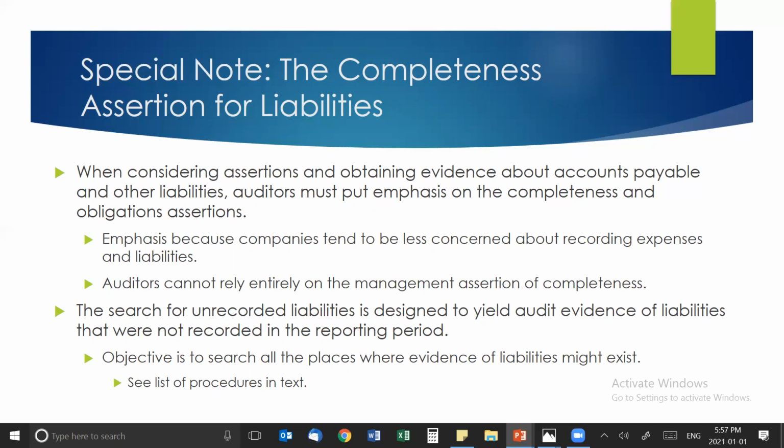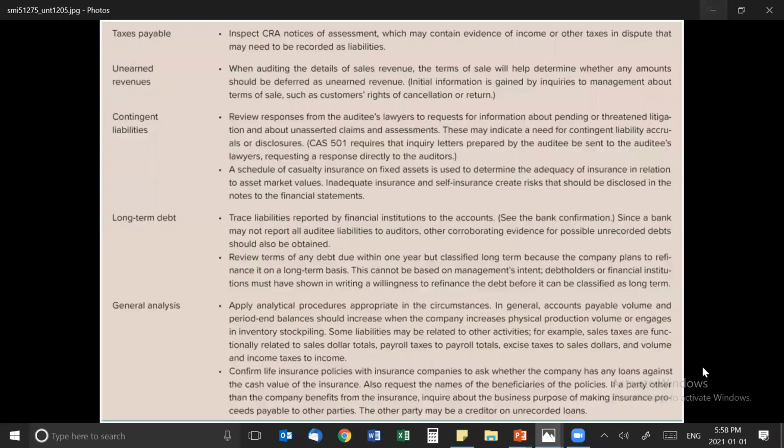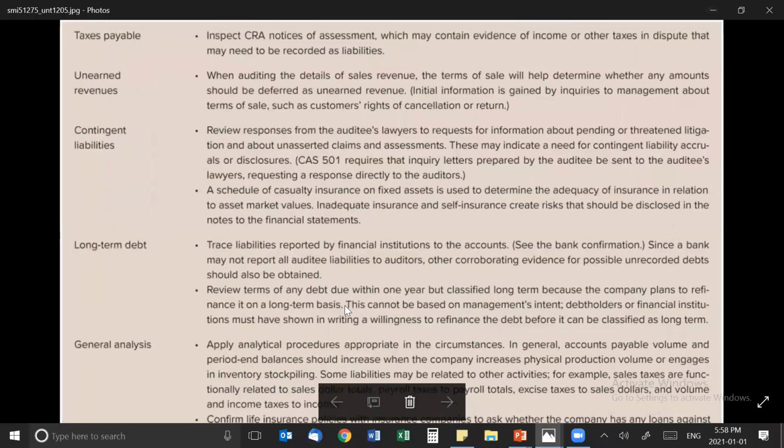So we have to look for, are there any unrecorded liabilities that exist that have not been recorded in the financial statements? So we would have to search all the places where evidence of liabilities might exist and check if they have been recorded in the financial statements or not. Okay, let me show you a few procedures to test for unrecorded liabilities. So this is in the textbook, the very last page. So maybe there's a missing tax payable amount on your liabilities.